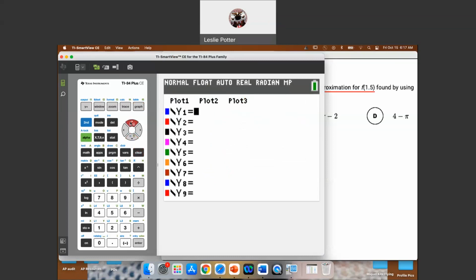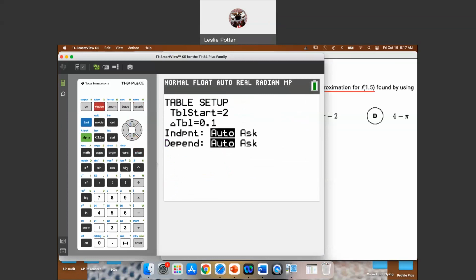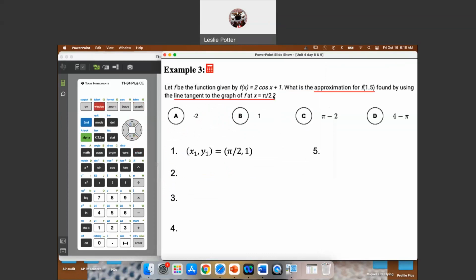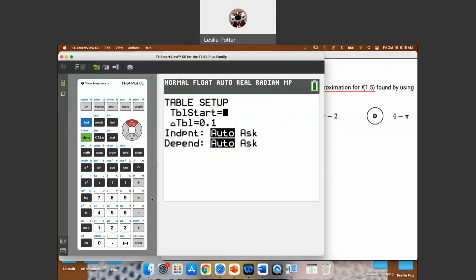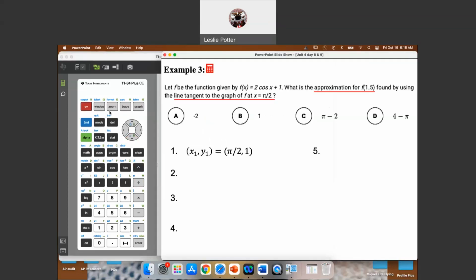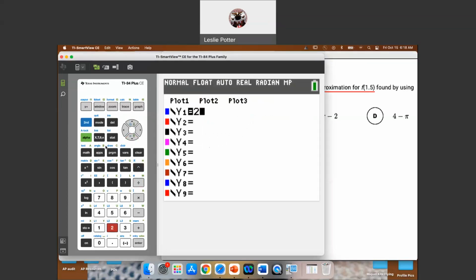And I'm going to go to my table set, and I'm going to start at, let's see here. I'll start at 0. I'm going to start at 0, and I'm going to count by pi over 2's, right, so that I can get exactly the right thing in my table. And then I'm going to go ahead and put this function in to y1, so 2 cosine x plus 1. So 2 cosine, where's my cosine? There it is, x plus 1. Whoops, look at that, I didn't close the brackets, right? It's pretty important to close those brackets.